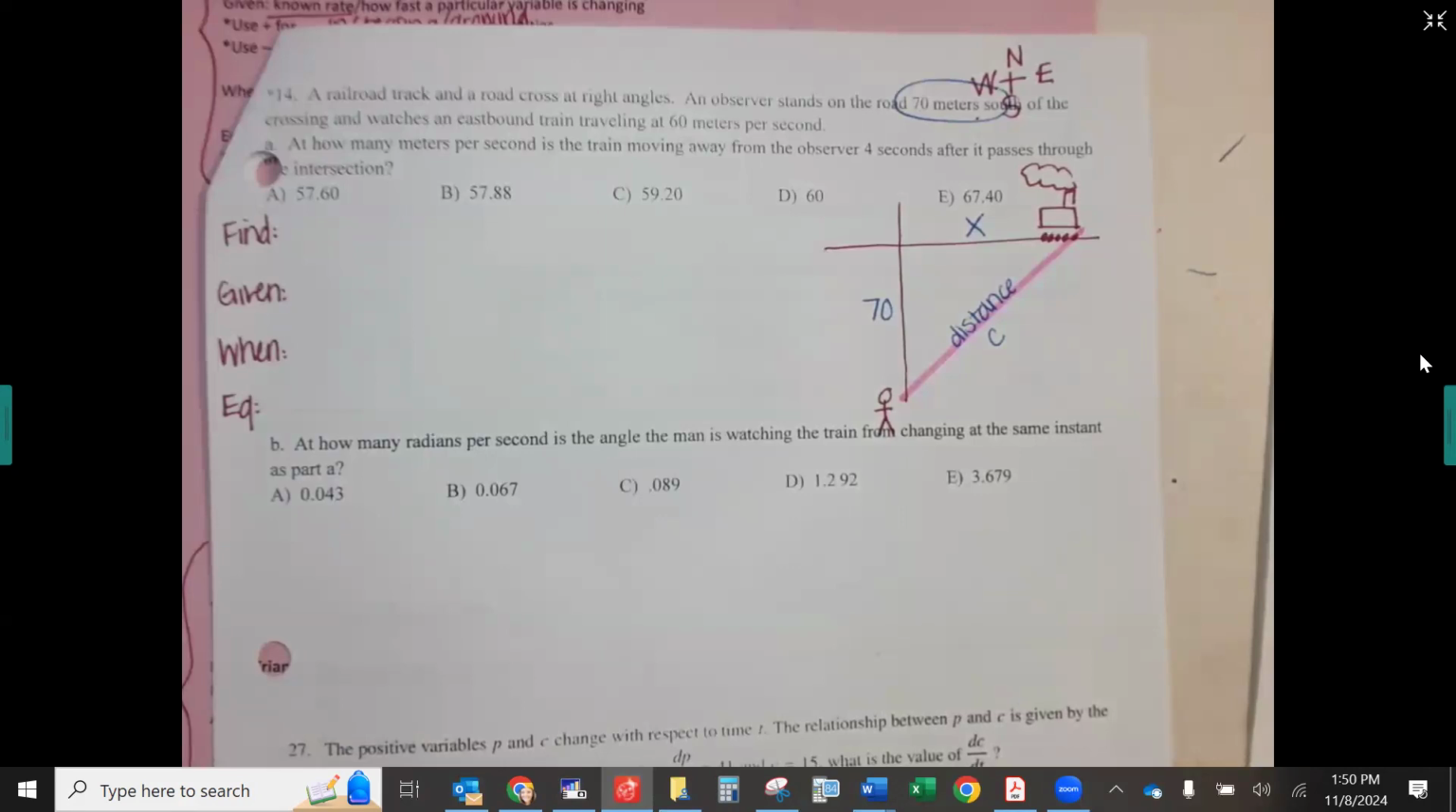So what is it asking you? How many meters per second is the train moving away? So which side are we finding? We're not finding how fast that's going, so call it dC/dt. Okay, then for your given, they tell you how fast the train is moving. How fast is it going? So dx/dt is 60. And then for your when, what is this?